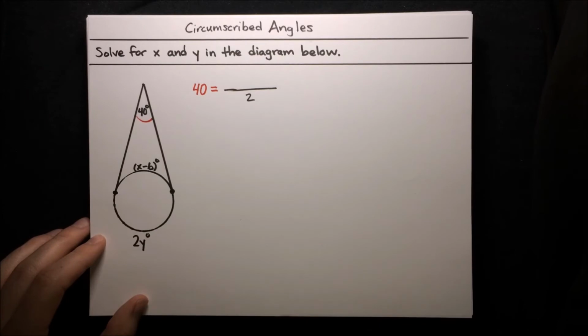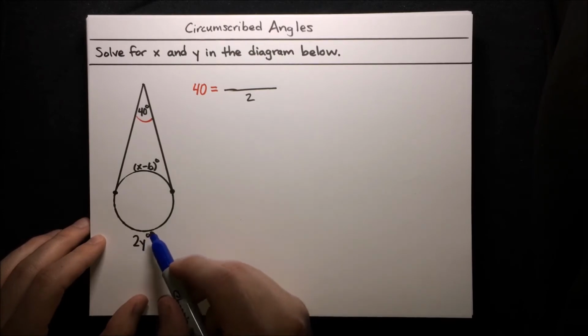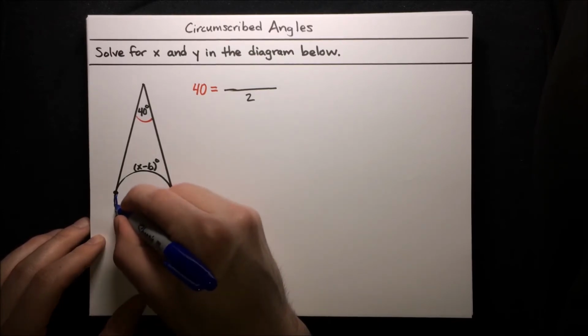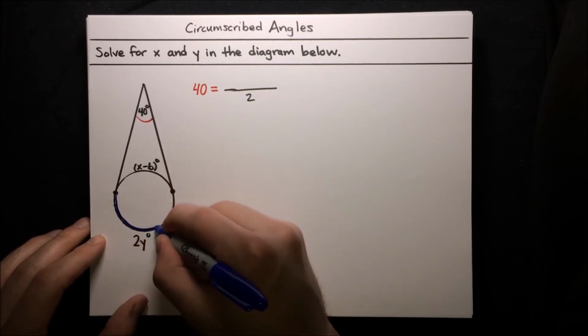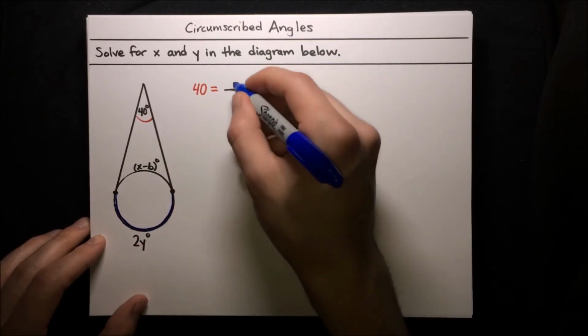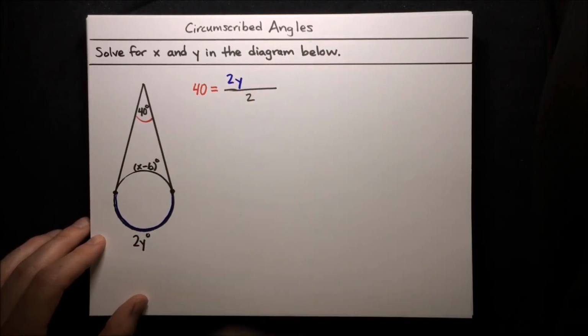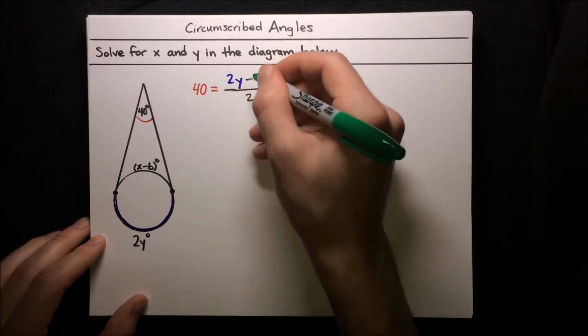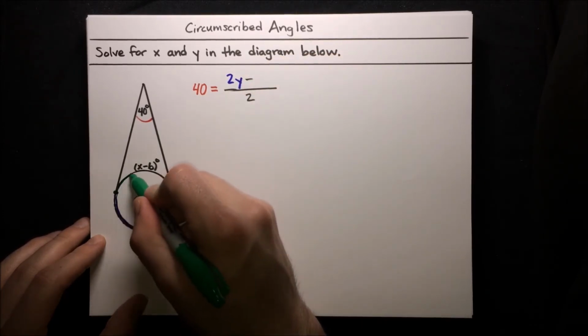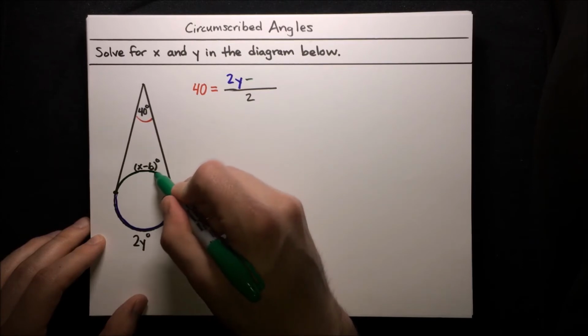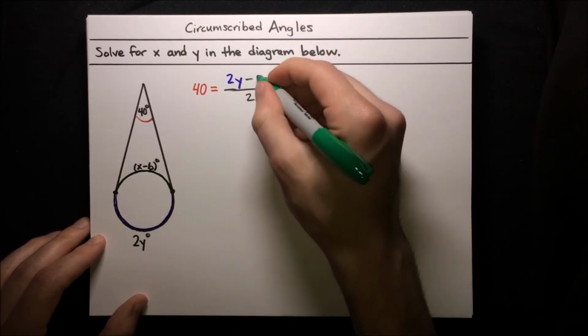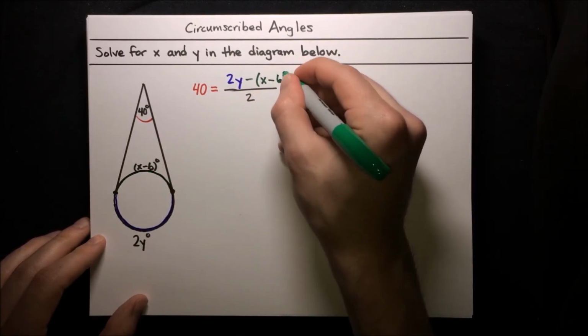Our major arc is on the opposite side as the circumscribed angle, so it's this 2y degrees over here. That is our major arc, so that goes first. 2y, and then minus our minor arc. And our minor arc is on the other side, the same side as the circumscribed angle. It's this x minus 6.